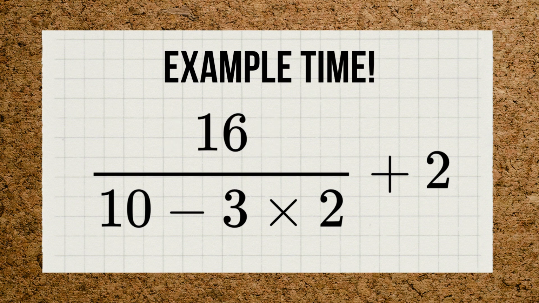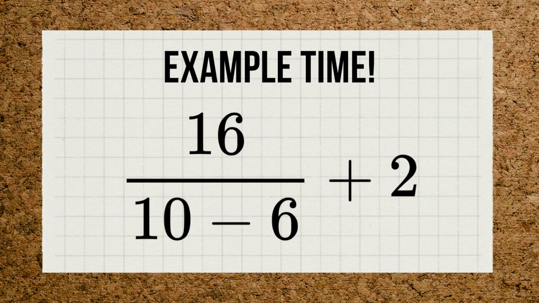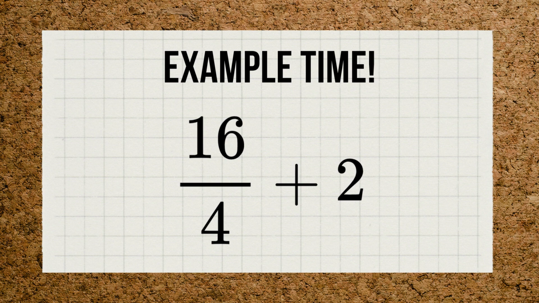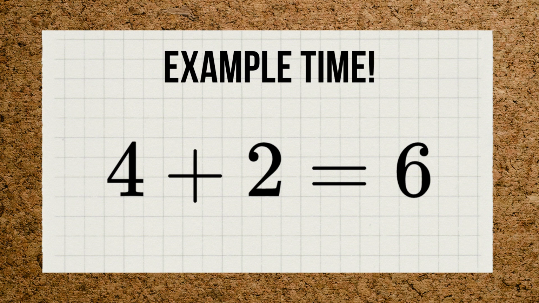Then at the bottom now, let's do 3 times 2 first before the subtraction, because of course multiplication takes precedence over the subtraction. 3 times 2 is equal to 6. Now we have 10 minus 6, which is equal to 4. Then we do 16 divided by 4, which is equal to 4, based on the multiplication tables. Now we have 4 plus 2, which is equal to 6.